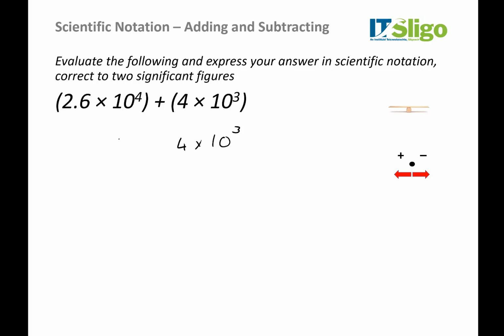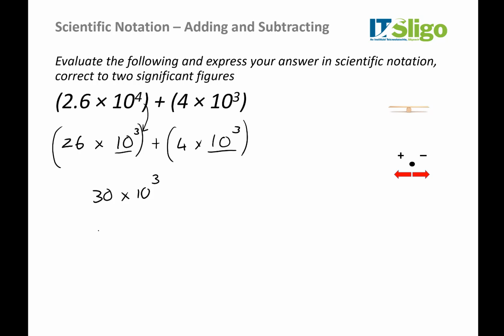So this side here, guys, I want this value to get smaller. So as a result, the left-hand side gets bigger. So now I've got 26 by 10 to the power of 3 plus 4 by 10 to the power of 3. Because they're both of the same order of magnitude, we can now add the number bits. And it stays at the same order of magnitude.